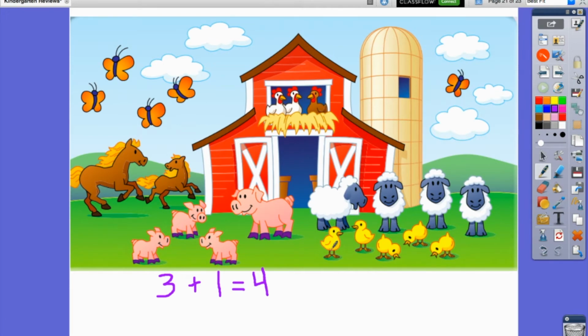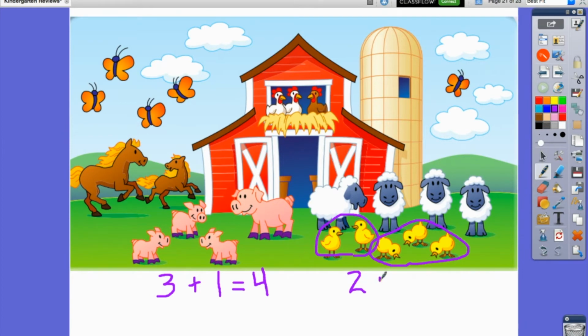What about the little chicks right here? Let's look at them, or those little ducks. We have 2 that are standing up. We have 3 that are bent down eating. So that's going to be our 2 groups. We have a group of 2 that are standing up, and we have a group of 3 that are eating.